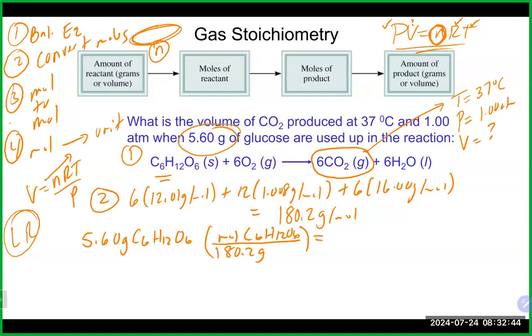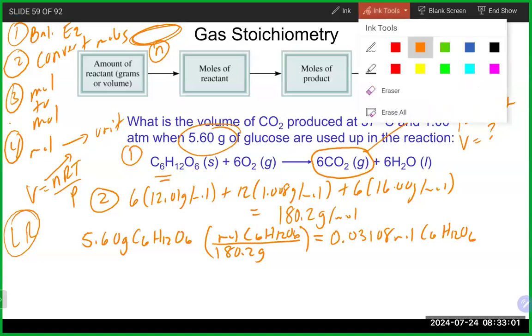And if you get an answer at this point, you don't necessarily have to, but if you did, you'll get 0.03108 moles of C6H12O6. At this point, we then want to do step number 3, which is the actual stoichiometry part of it.